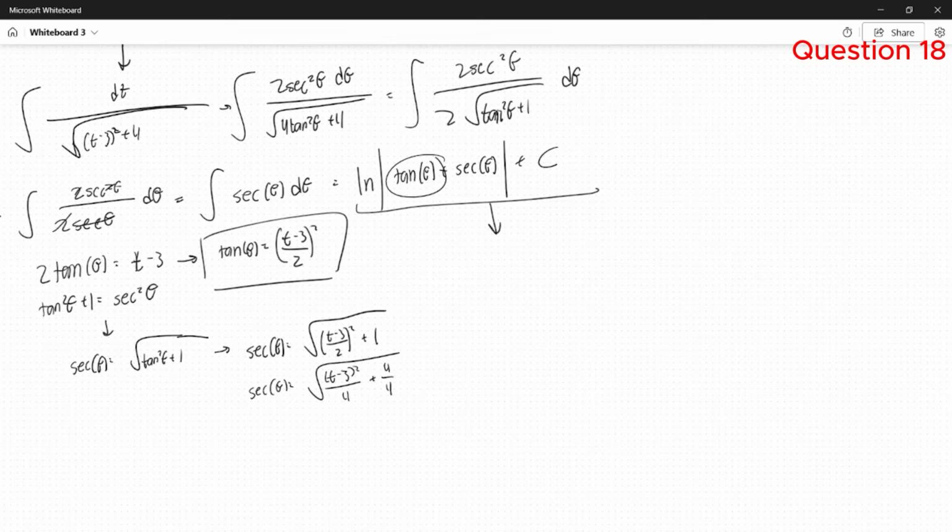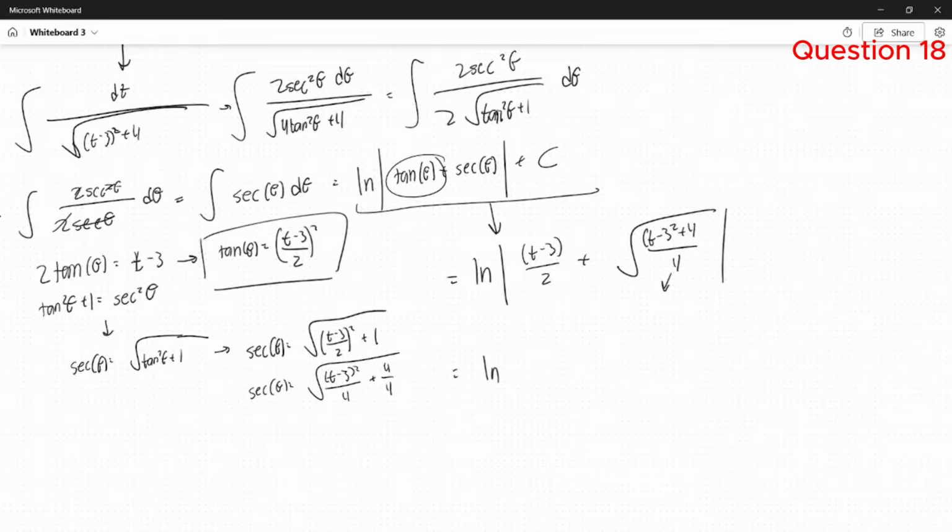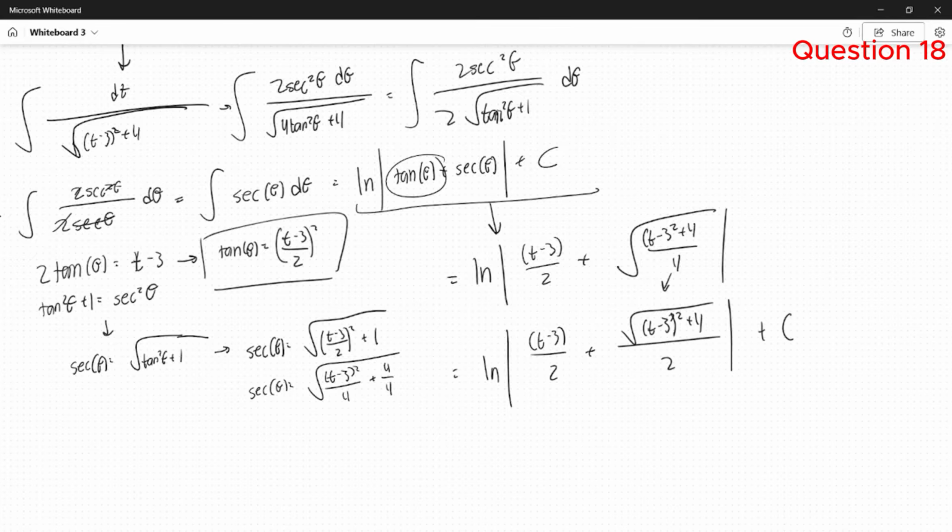This integral, we substitute in tan theta and secant theta, we get the integral of this function is equal to natural log of t minus 3 over 2, and then plus the square root of t minus 3 squared plus 4 over 4, and then you simply bring the square root out of the denominator by turning the square root of 4 into 2, and you're left with your final solution, the natural log of t minus 3 over 2 plus square root of t minus 3 squared plus 4 over 2 plus c out in front.